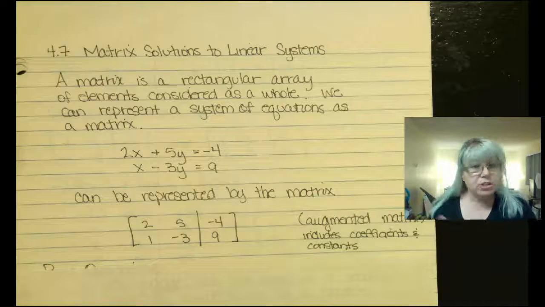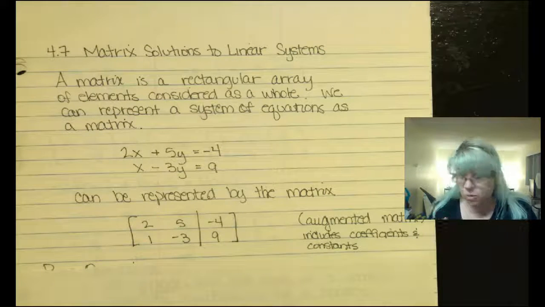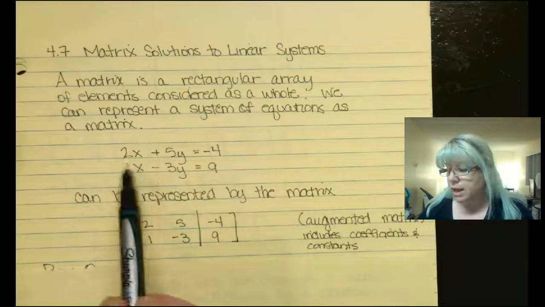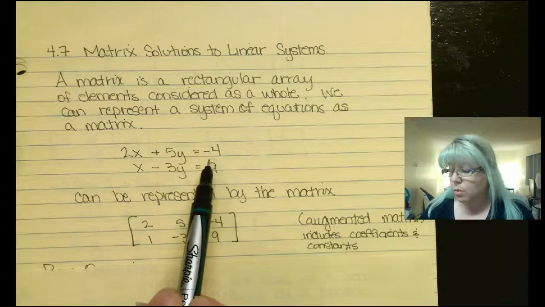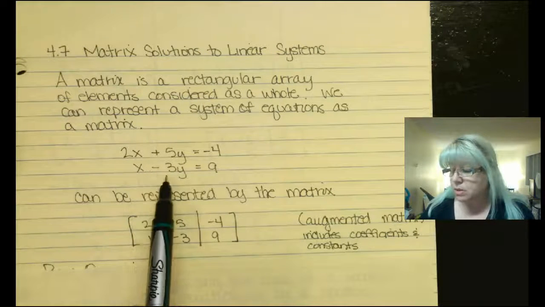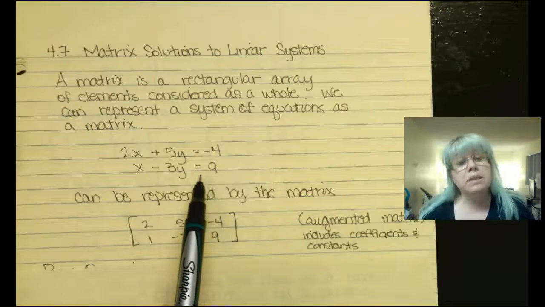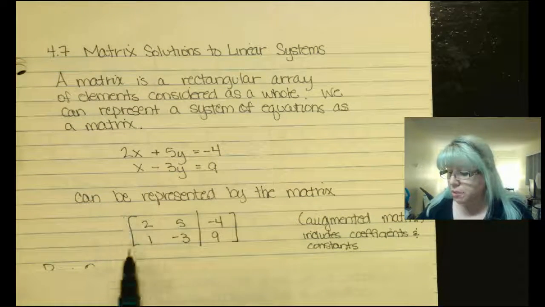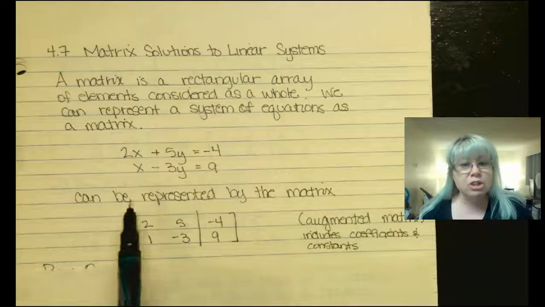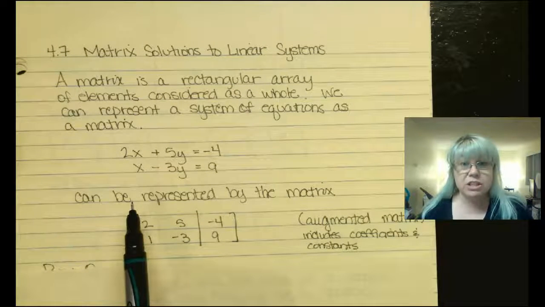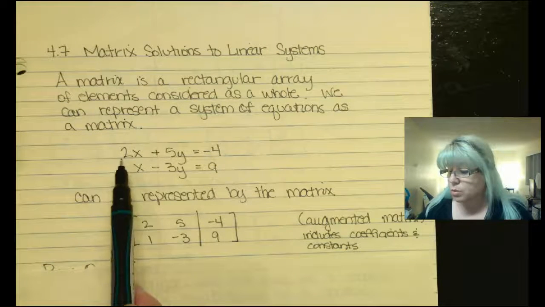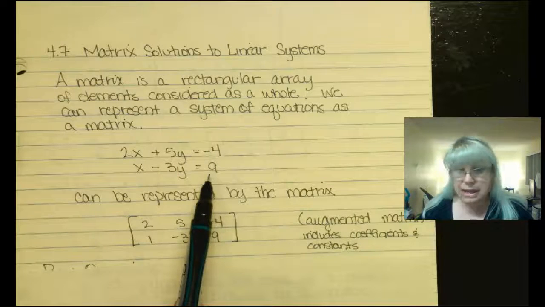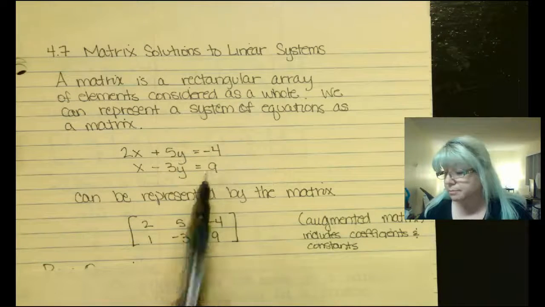For a linear equation in two variables, let's just say x and y, here's what we can do. From this system of 2x plus 5y equals -4 and x minus 3y equals 9, we can represent that system by a matrix. Here's what we do. We put it in brackets, first and foremost, and then we just pull out the values, the coefficients and the constants. So 2, 1, 5, -3, -4, and 9 are the values we're going to pull out.